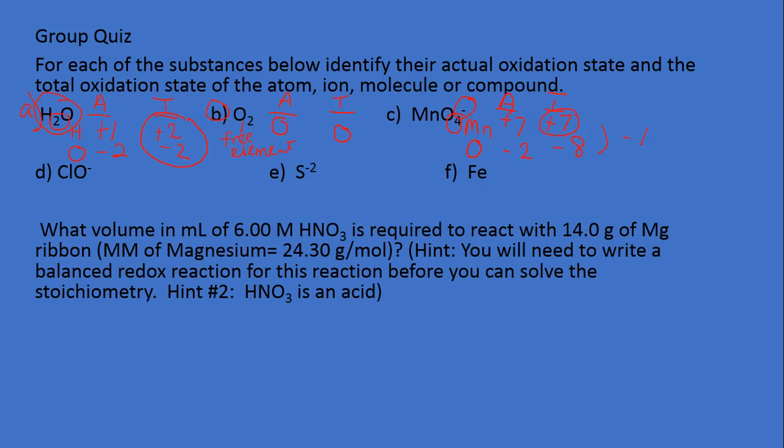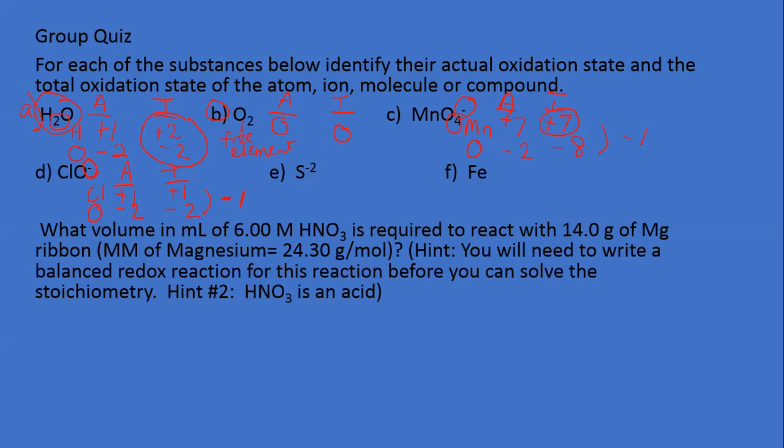All right, D says ClO negative, hypochlorite. So actual and total, what do we have? We've got chlorine and oxygen. Oxygen's always -2, only one of them, so -2. Notice we've got a net charge of -1, so whatever these are, they've got to give us -1, which means chlorine is +1. Only one of them, so +1.